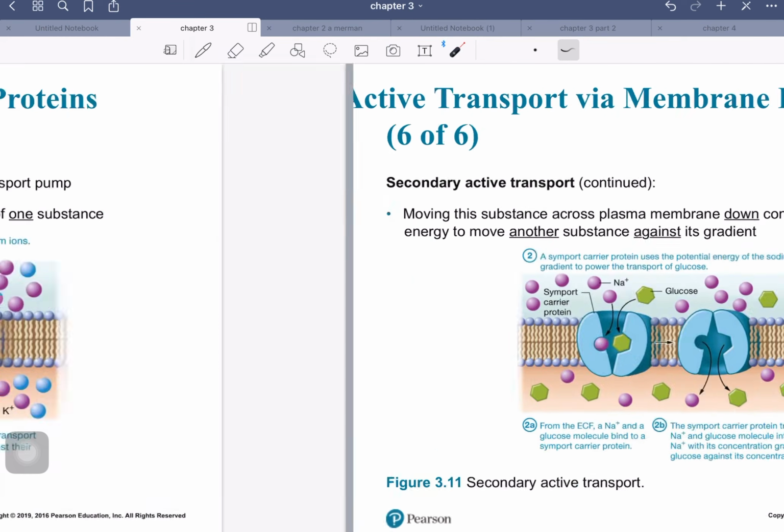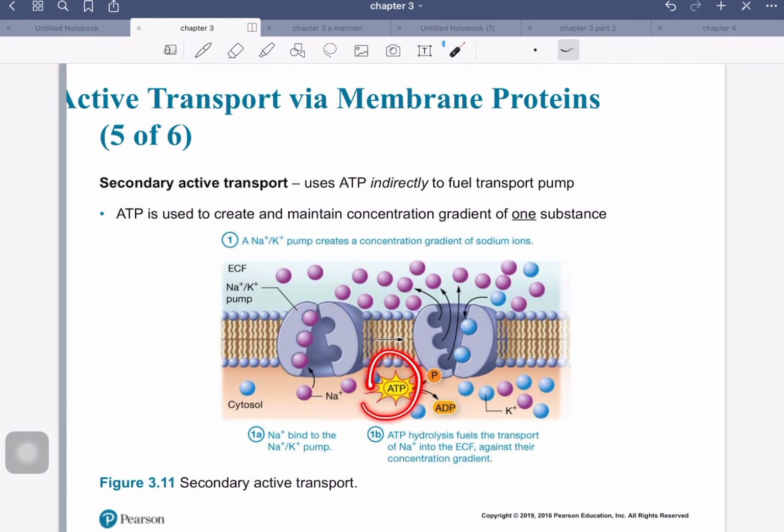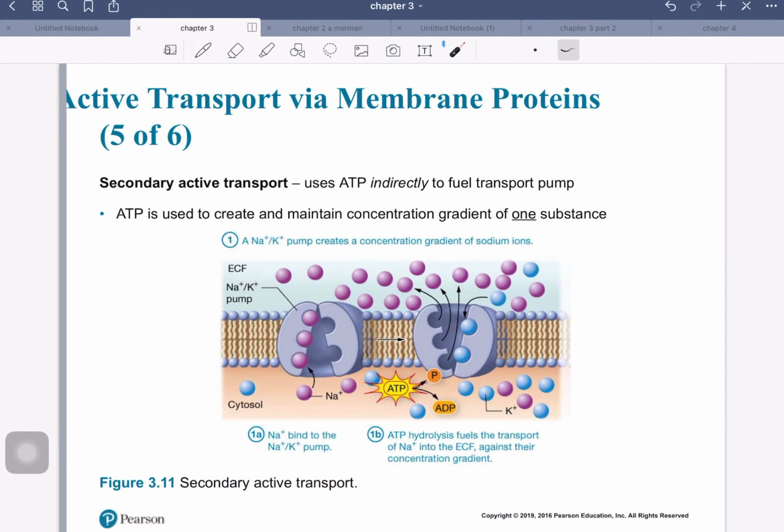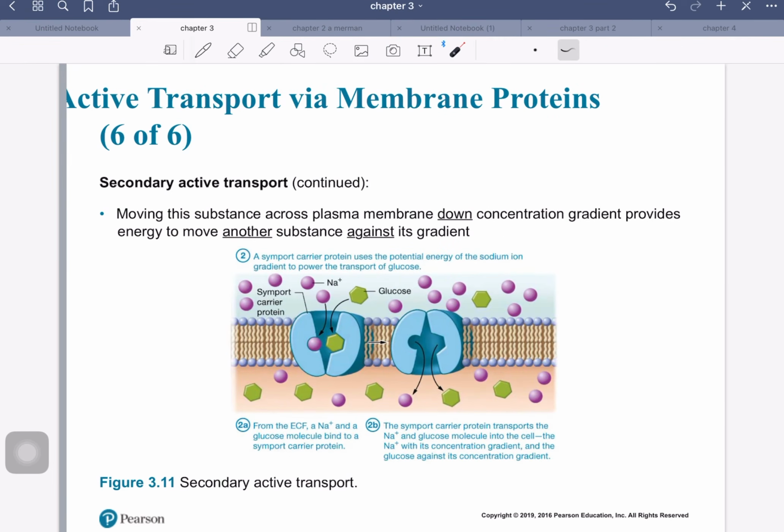So what have I done? Let's just review quickly. I used energy running the sodium potassium pump. I put a lot of sodium out here. So this was the active transport thing. The active transport has set up a condition, which is a lot of sodium out here. And since a lot of sodium is now out here, this allows a pump to run.